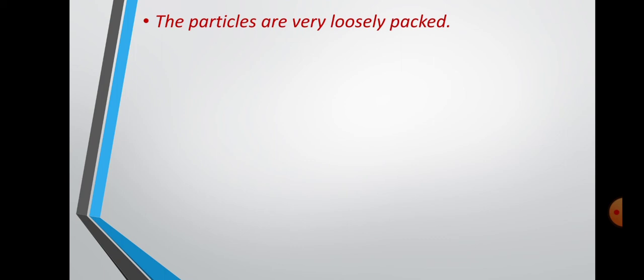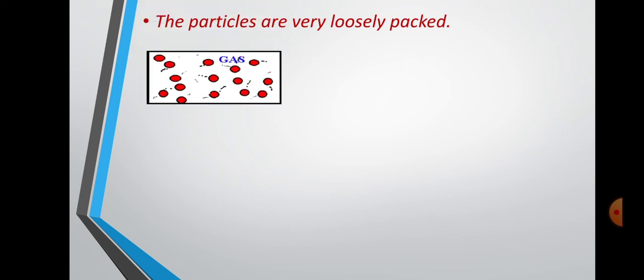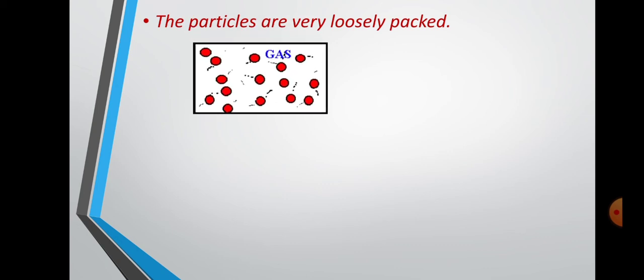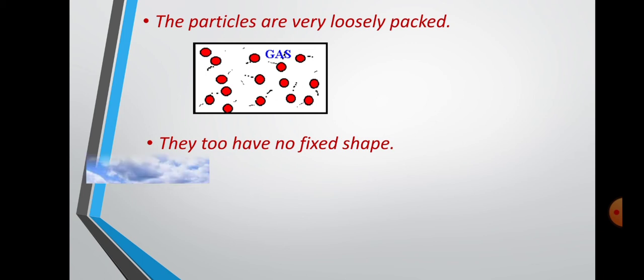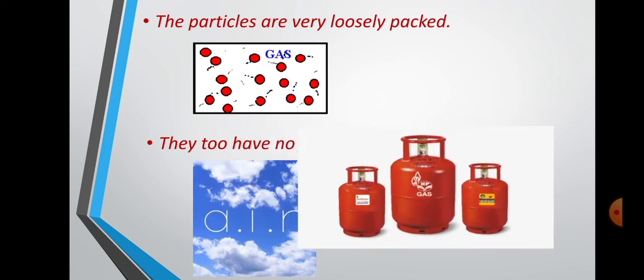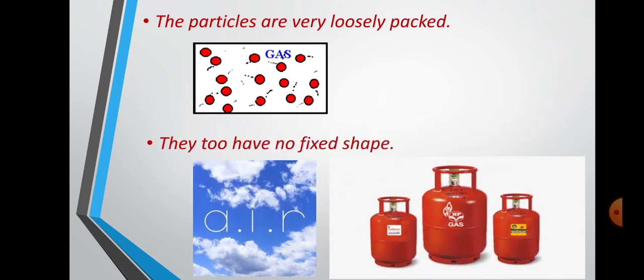Gases are substances in which the particles are very loosely packed. They too have no fixed shape. Unlike liquids, they occupy all the available space in a container. Air and cooking gas are examples of gases. Fluids include both liquids and gases. So now you know the three states of matter. That's all for now.